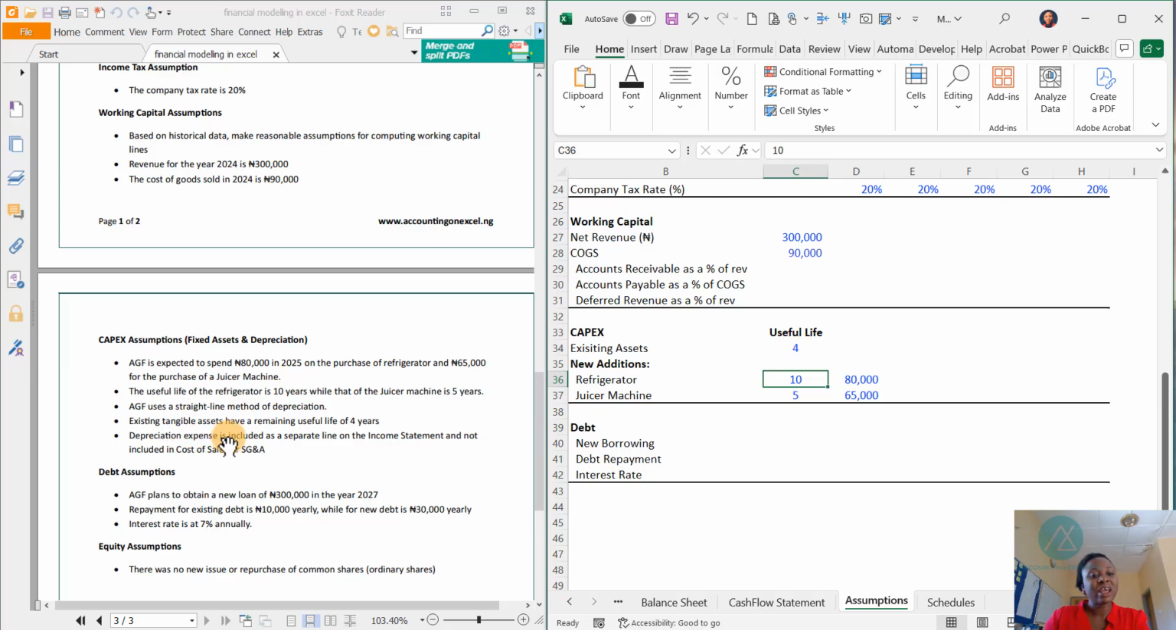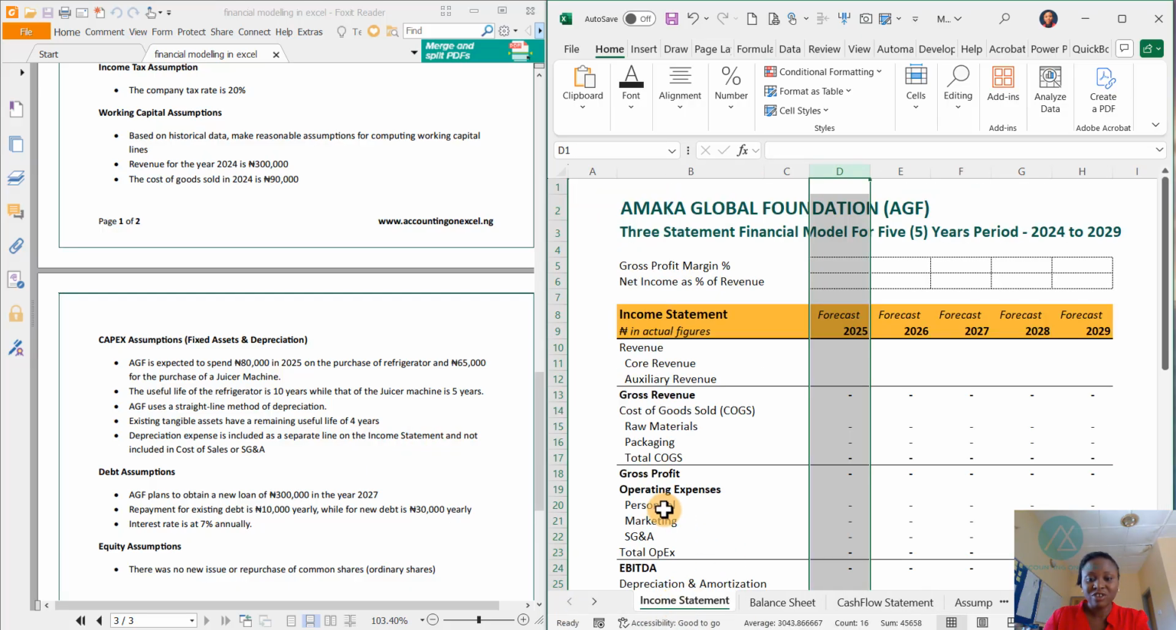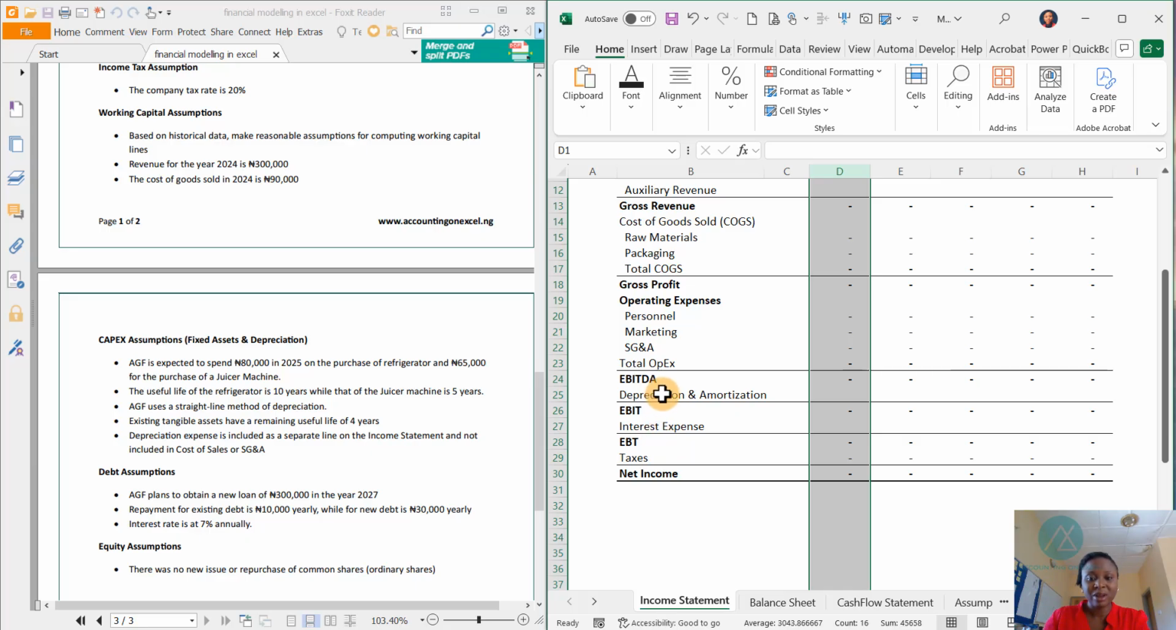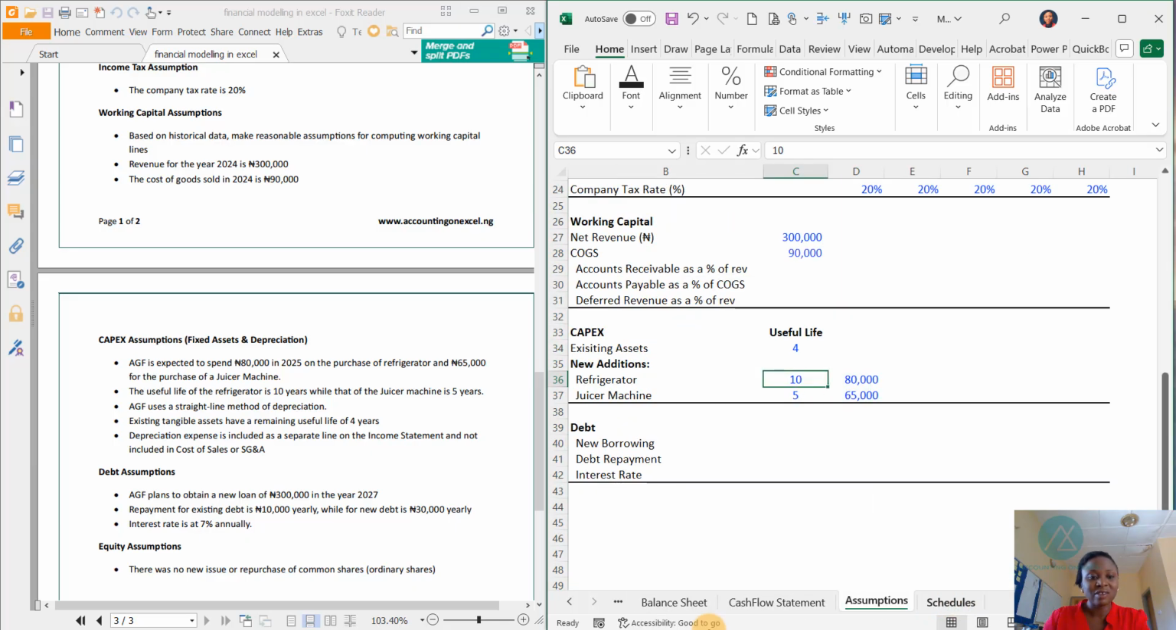It says depreciation expense is included in a separate line on the income statement. As you can see, if you look at the income statement, depreciation expense is in a separate line. We have depreciation and amortization. So it's telling us that that expense is included on a separate line on the income statement and not included in cost of sales or SG&A. We should not include it in cost of sales or SG&A. It has a separate line. So we note that. That's the assumption we need for capex, our fixed assets and depreciation.